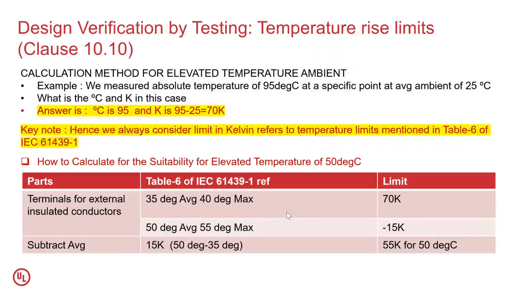That correction factor you get by deducting the average ambient of 50 degrees, which you are going to calculate, from the reference average ambient of 35 degrees as per table 6: 50 minus 35 degrees, that is 15 K, is the correction factor if you are going to calculate the temperature limits for 50 degrees centigrade. Whatever limits are given in table 6, if you deduct 15 K, the value refers to 50 degree average ambient, 55 degree maximum ambient. Example, 70 K minus 15 K, 55 K I need to consider for the terminals for external insulated conductors when I calculate for 50 degree average ambient.